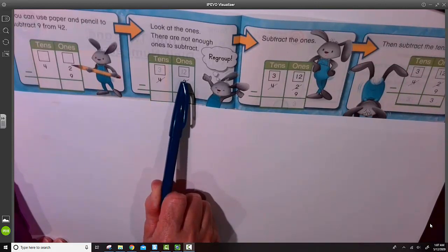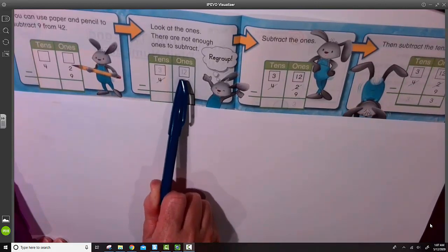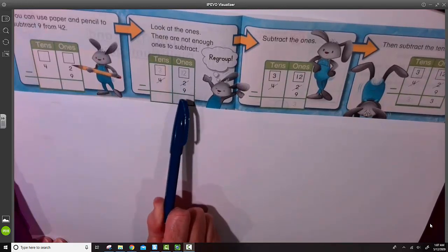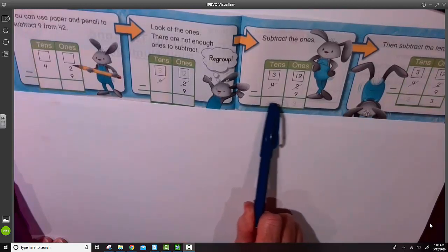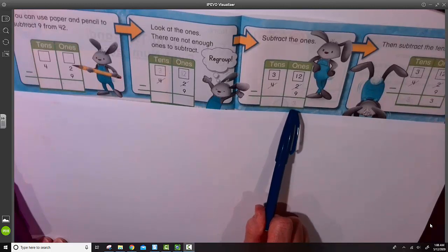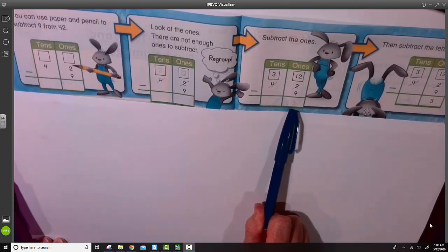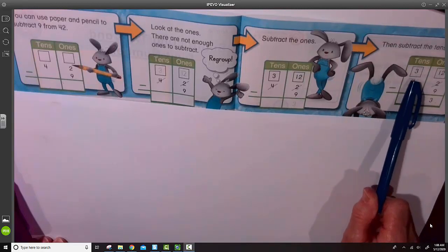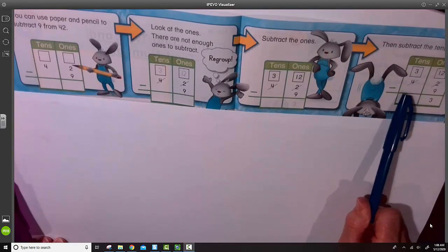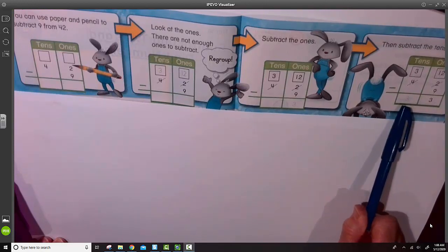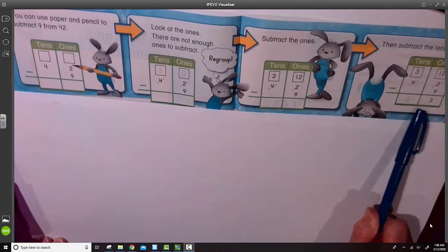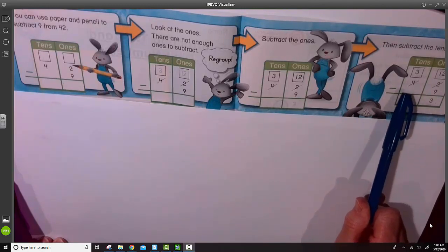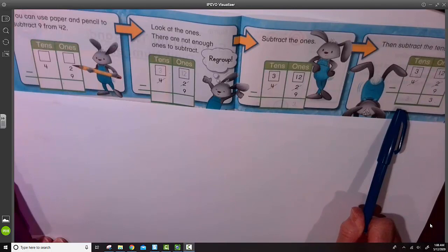The 10 that we regrouped is 10 ones plus the 2 ones that we already had. So 12 ones can now subtract 9 ones. And we see in this next step, 12 minus 9 equals 3. We're now ready to work with the tens column. There were 3 tens, and we are not subtracting any additional number. So we have 3 tens in the tens column. So 42 minus 9 equals 33. The difference of 42 minus 9 is 33.